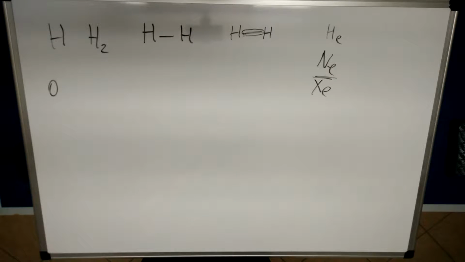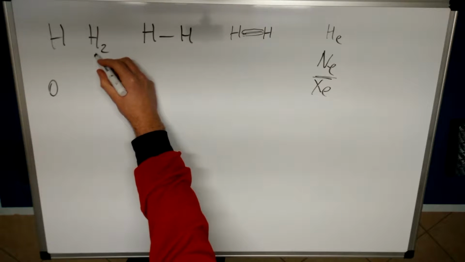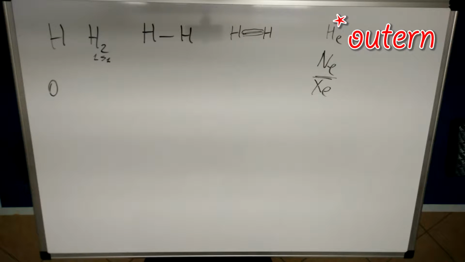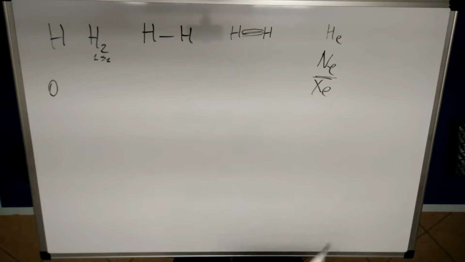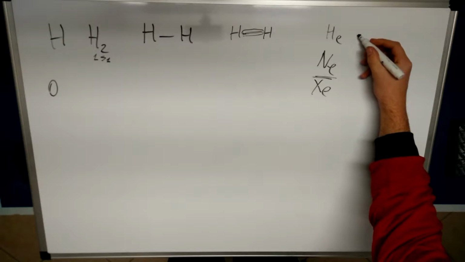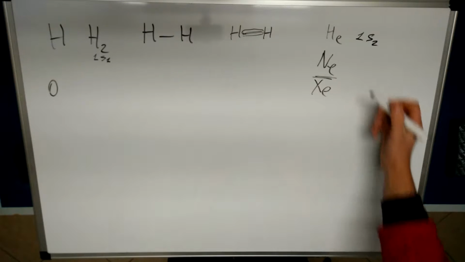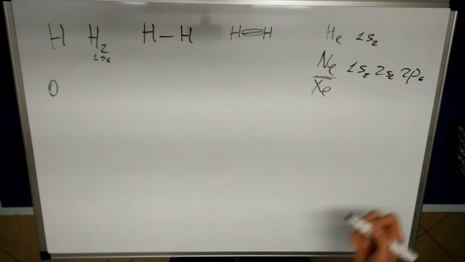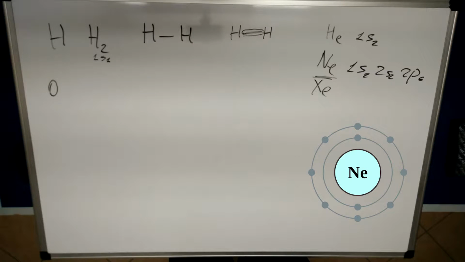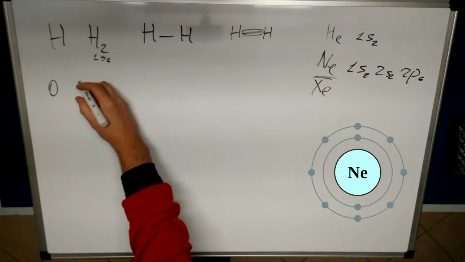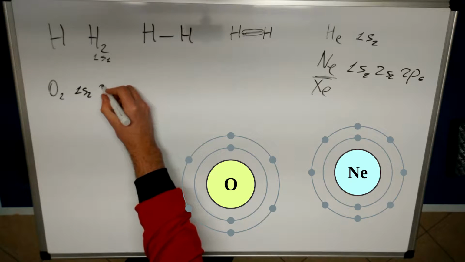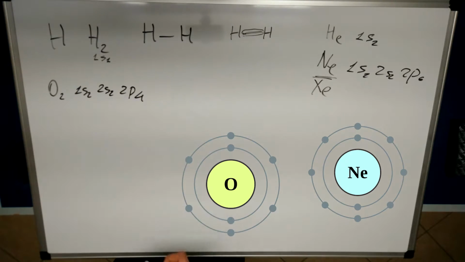As you know from the electron configuration, hydrogen has a configuration of 1s1, in which we have only one electron in its innermost electron shell. Helium has 2 electrons in this shell, and neon has the following configuration, in which we see that there are 8 electrons in its outer shell. Oxygen, for its part, has a configuration of 1s2, 2s2, and 2p4. So it lacks 2 electrons in order to gain a stable configuration.